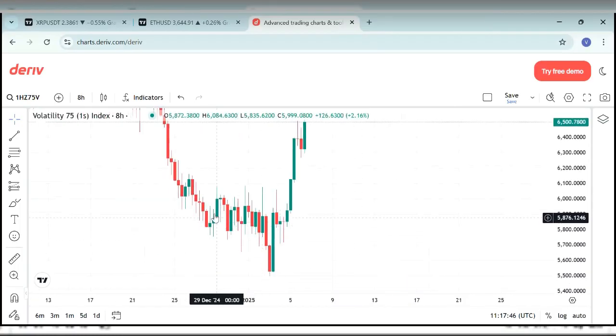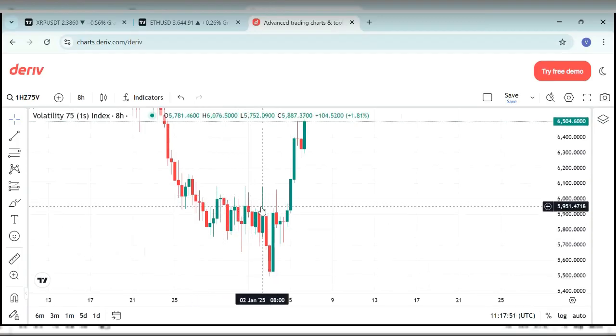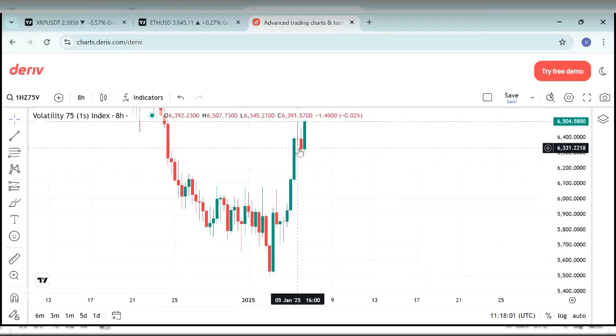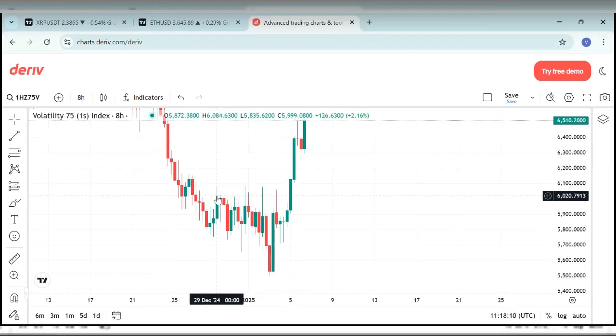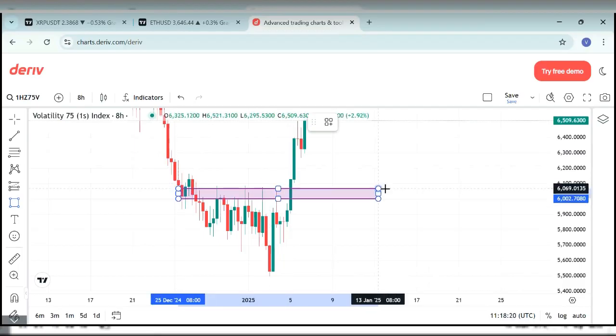See, low, lower high, lower low, lower high, lower low. So the market broke above that point here, right? So this whole thing is a swing point, right? Look at this imbalance here, around 6,000, 6,100 zone, and then it's actually coinciding with this support resistance points. So it's a very good area to consider for a buy or sell, as the case may be.